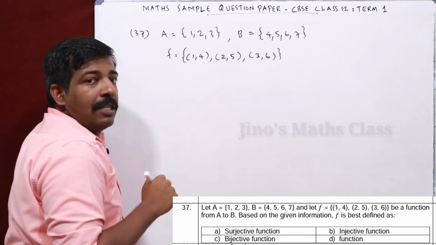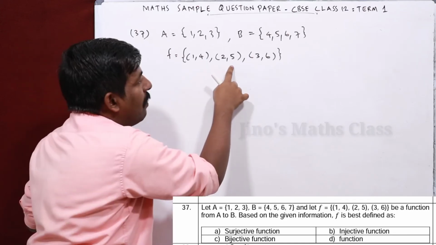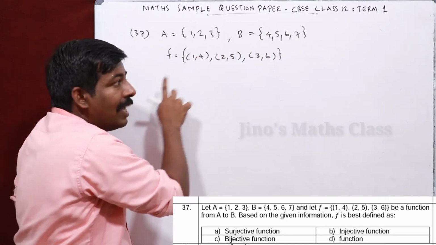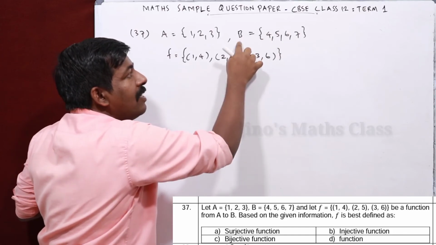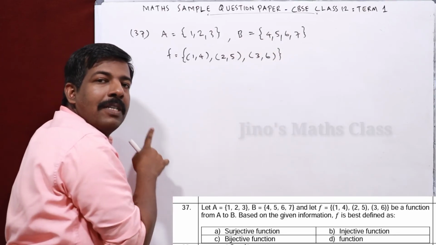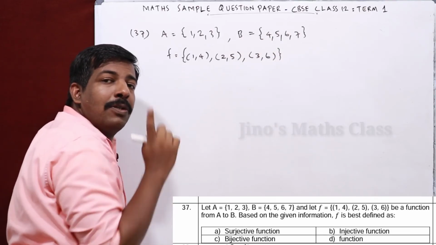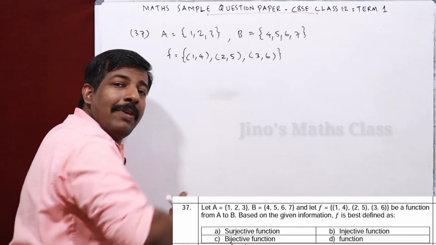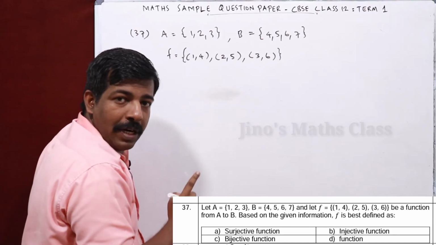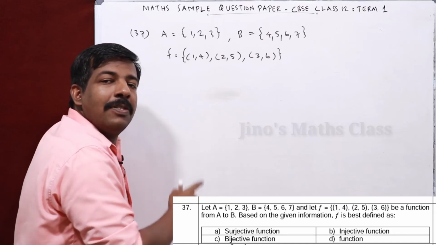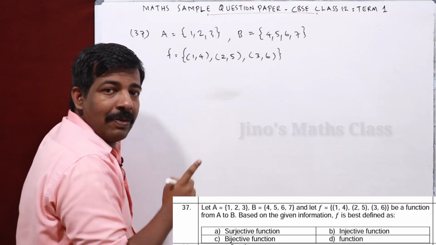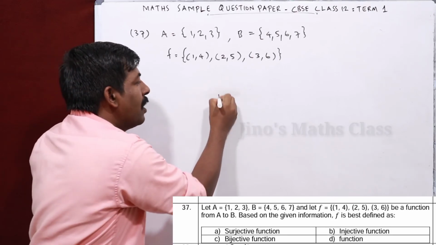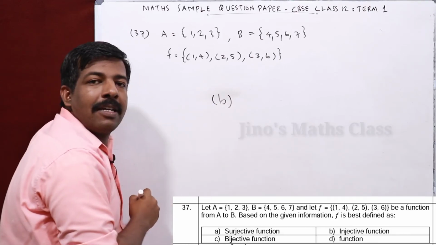Now we can check the surjectivity. Here you can see 4, 5, 6 from set B have pre-images in set A, but the element 7 in set B is not having a pre-image in set A. That means this function is not surjective. We know if a function is both injective and surjective, then only it is called a bijective function. In this case it is only injective, it is not surjective. That's why this function is not a bijective function. So option B, injective function, is the correct answer.